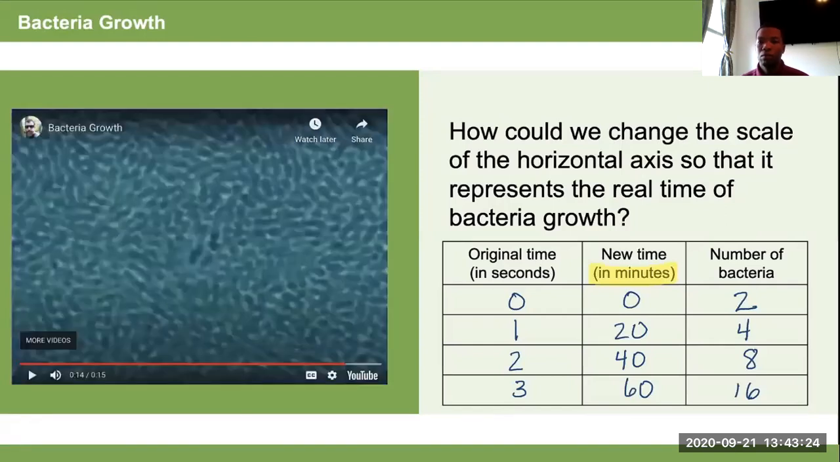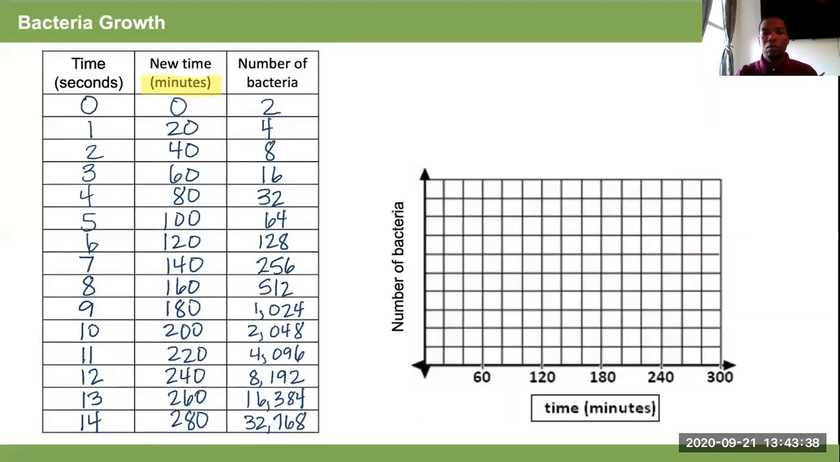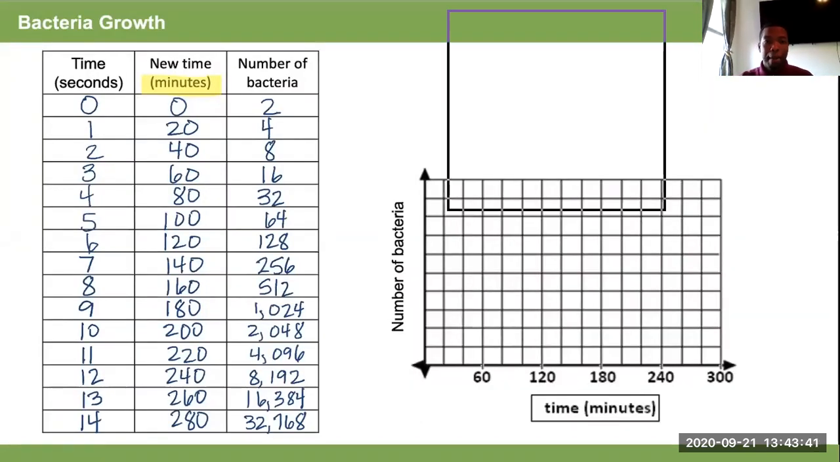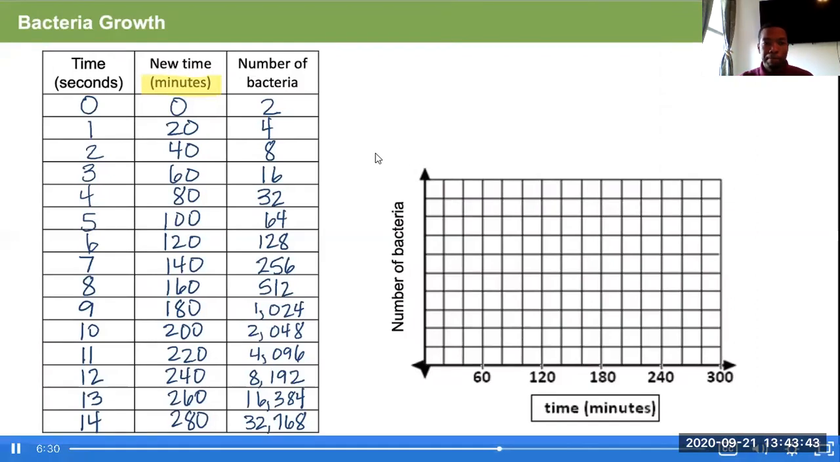Now I would like for you to take a moment to extend this table to see the number of bacteria there will be at 300 minutes. Take a second to compare your table with the one that I have completed here. So at this rate, what is the number of bacteria that there will be on the Petri dish at the 300-minute mark?